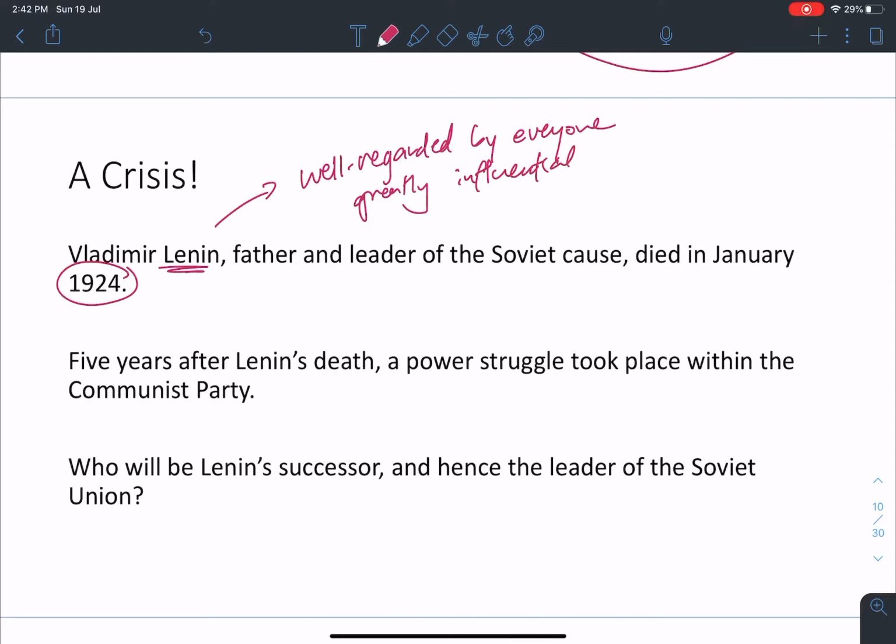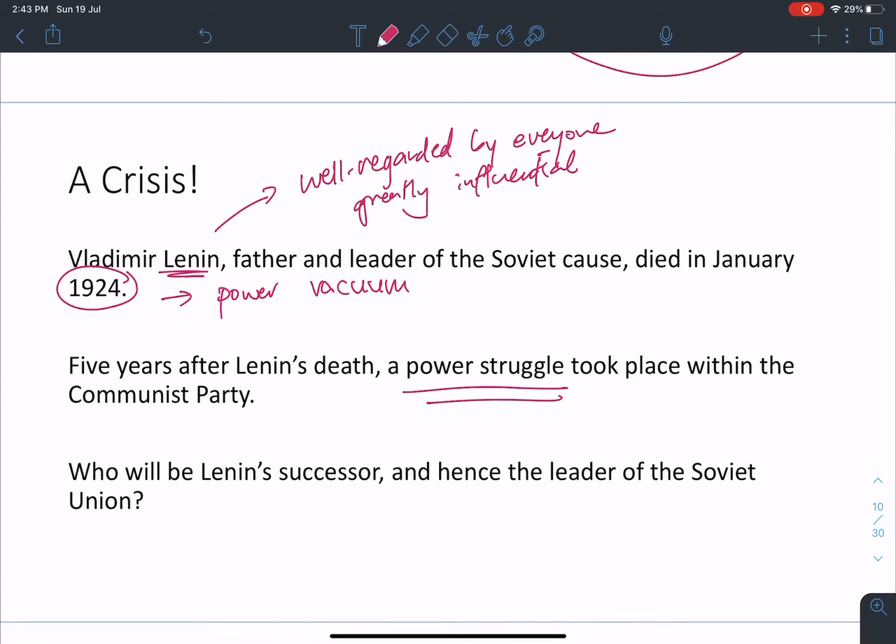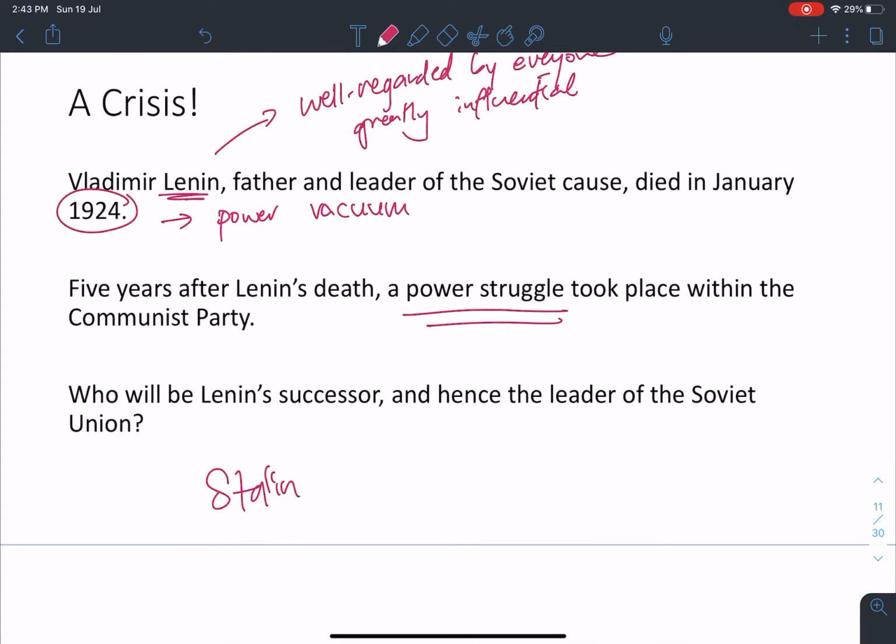So what happens is that when he dies, there is a vacuum at the top. A power struggle takes place. Why? If the top dog in any organization is changed, there is a struggle for power because somebody needs to fill that position of influence. So his death results in a power vacuum, meaning that there's nothing in the space. Something needs to occupy that vacuum. And this power struggle is a competition between the different politicians in the Communist Party, which we are going to look at. So who will be Lenin's successor? We know at the end of the story that it is Stalin. But the question is, how did Stalin emerge from this power struggle?